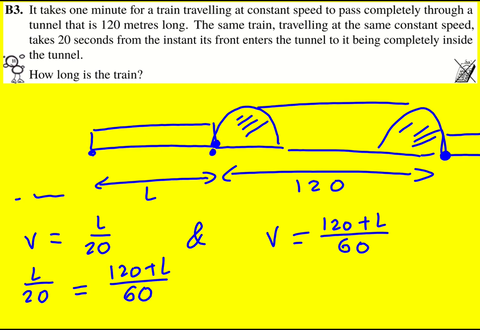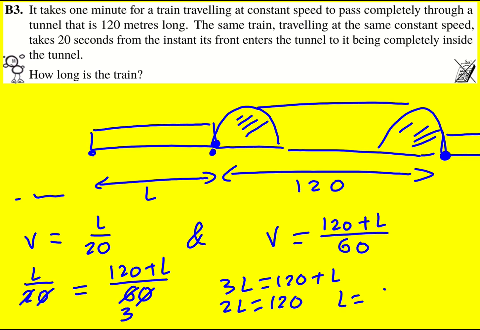Okay, so I've got this equation. I can actually times both sides by 10 and get rid of those zeros. And then I can times through by 2, cancel that out. So I'm left with 3 on the bottom. So that means 3L is going to be 120 plus L. 2L equals 120. So L is going to be 60 meters.